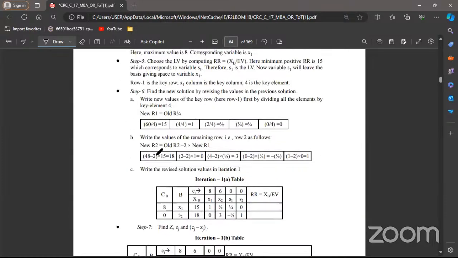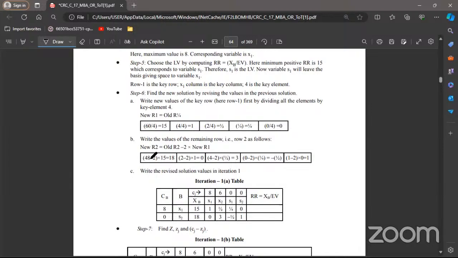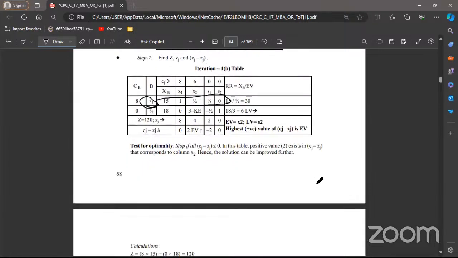Here they have given it a little wrong. Actually, this should be 48 minus 2 into 15. The bracket is given a little wrong. Are you getting the point? Is that clear? Please make a correction in your study material. So is this table clear now? The new table, the second table? Is the second table clear?